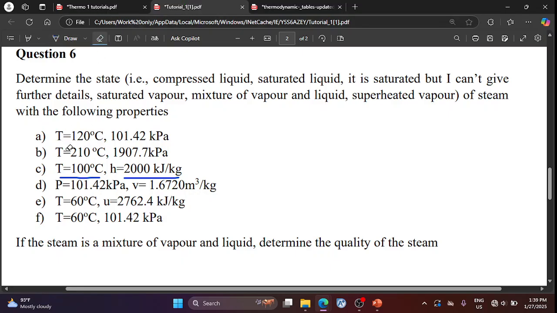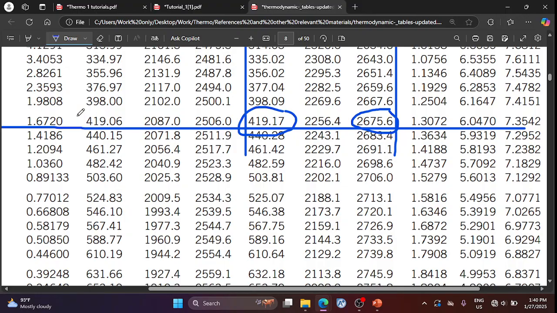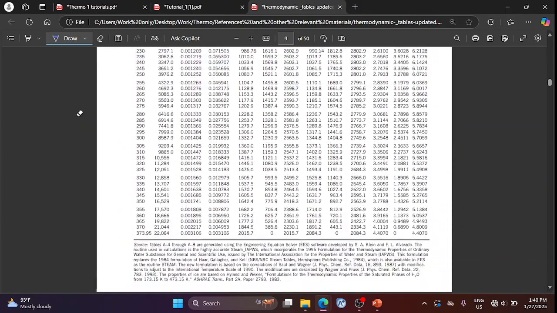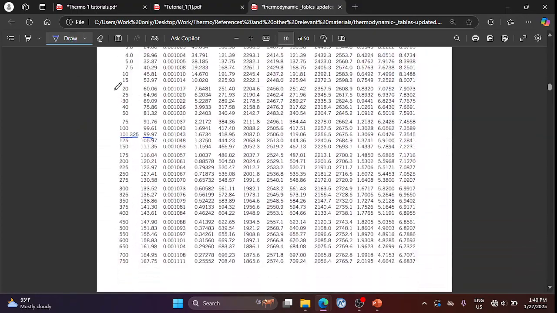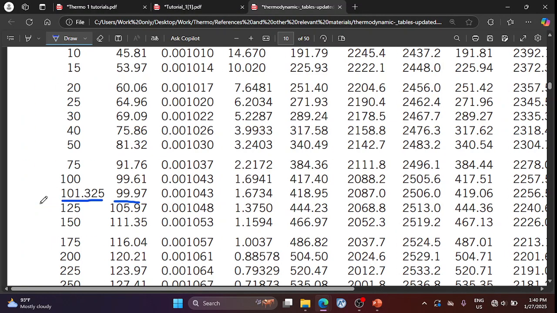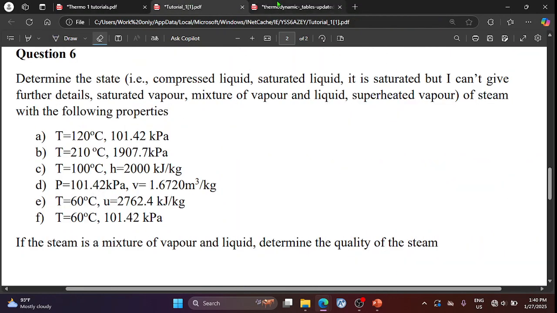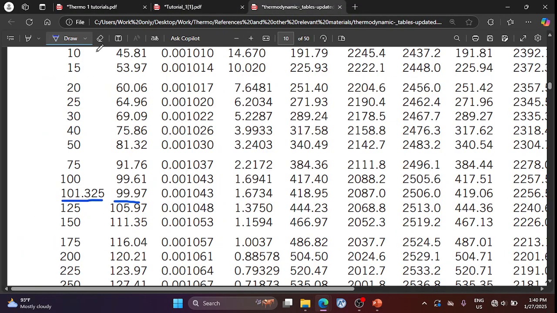Then the next part of the question says P at 101.42 kilopascal and V at 1.6720 meter cube per kilogram. So let's go to the pressure side of the table, and then we still don't have 101.42, so we'll just approximate as 101.3, right, for now. 101.4 is actually going to be very close to this, so it wouldn't be too much of a problem.